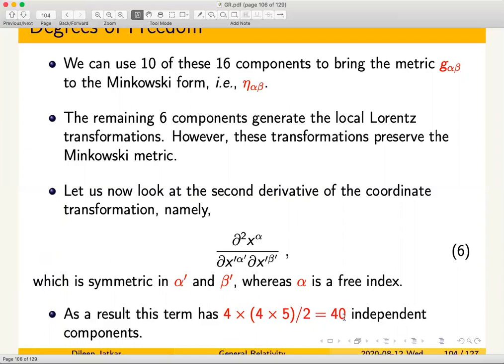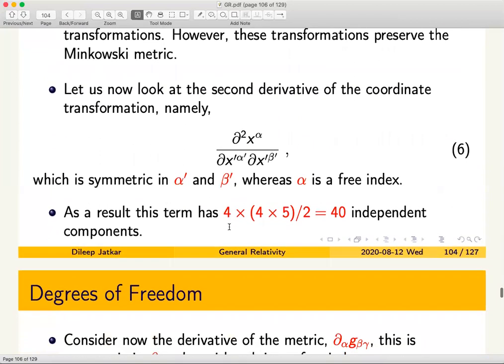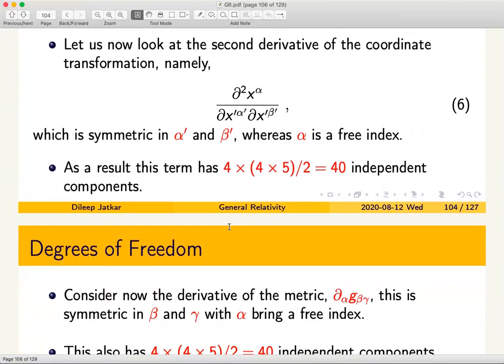In principle it would have had many more components, but because this is symmetric, some of the components are related to these components. So this expression contains totally 40 independent components. Fine. Let us try to compare that with the derivative of the metric.